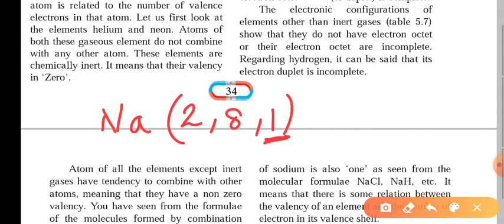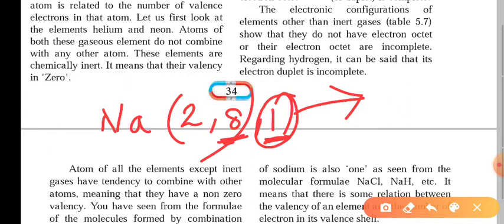It requires how many? 7, because the octet wants to complete. So 8 minus 1, 7. 7 electrons are needed. Another possibility is what? The sodium will lose this 1 electron, and this will become the new electronic configuration, 2, 8. You can see now 8 is complete in the outermost orbit. So valency for sodium will be 1.